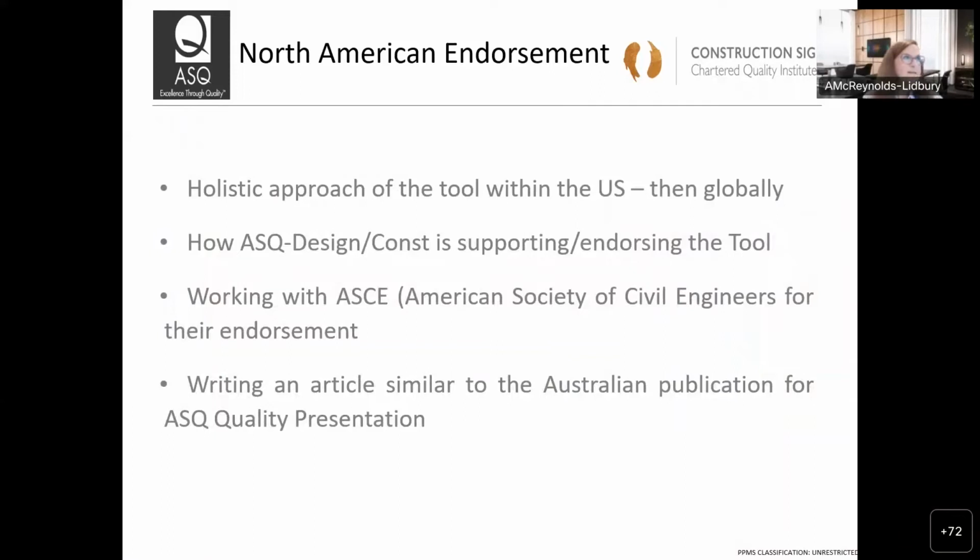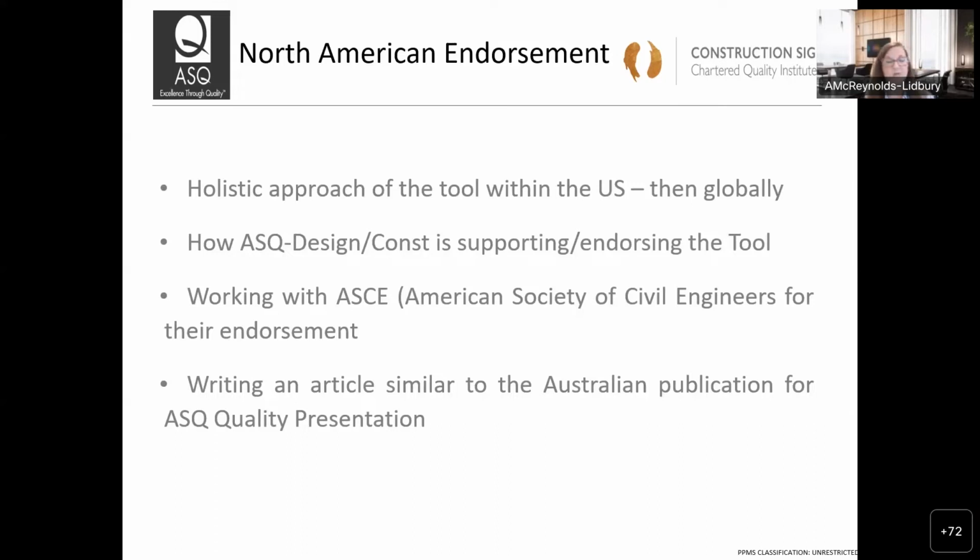Thank you, David. Good morning, everybody. My name is Anita McReynolds-Lidbury. I am the Director of Quality for Austin Transit Partnership, which is a new agency in Austin, Texas. We are beginning and have begun a $7 billion program here in Austin. It has not had a light rail system previously, so this is a huge undertaking for us.